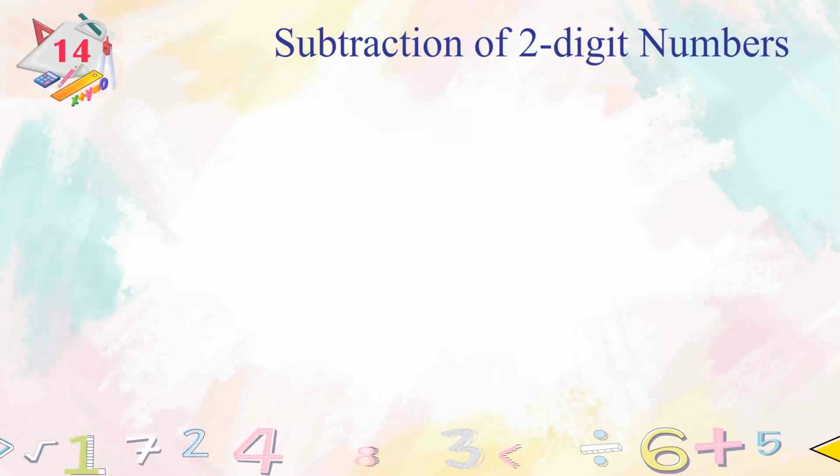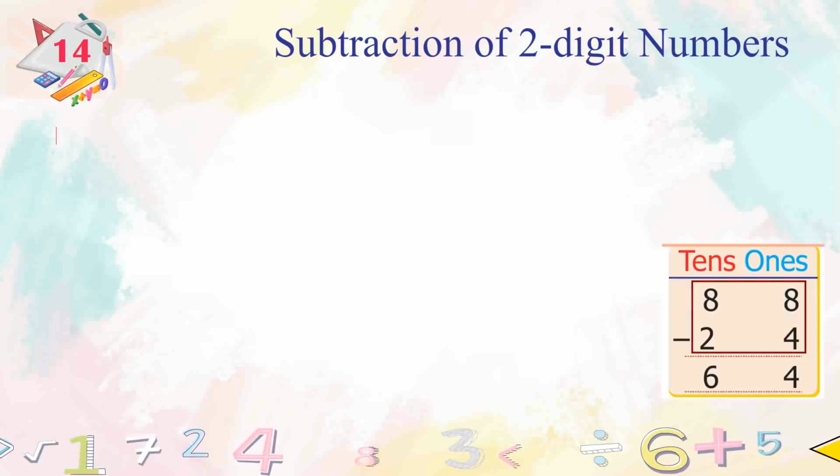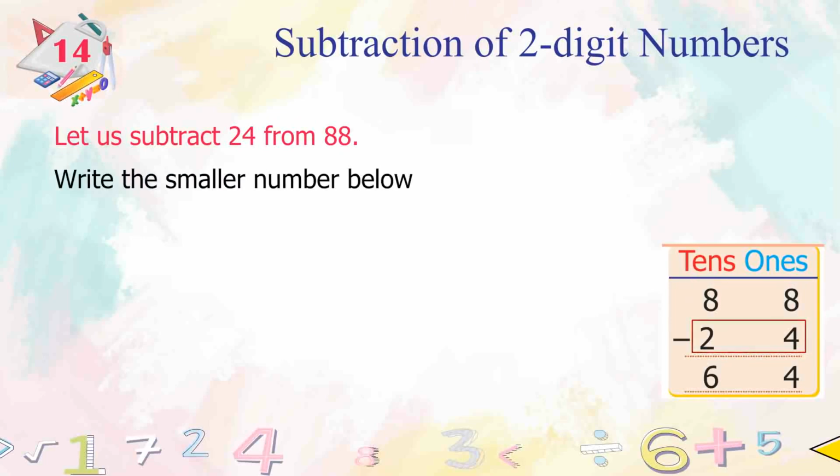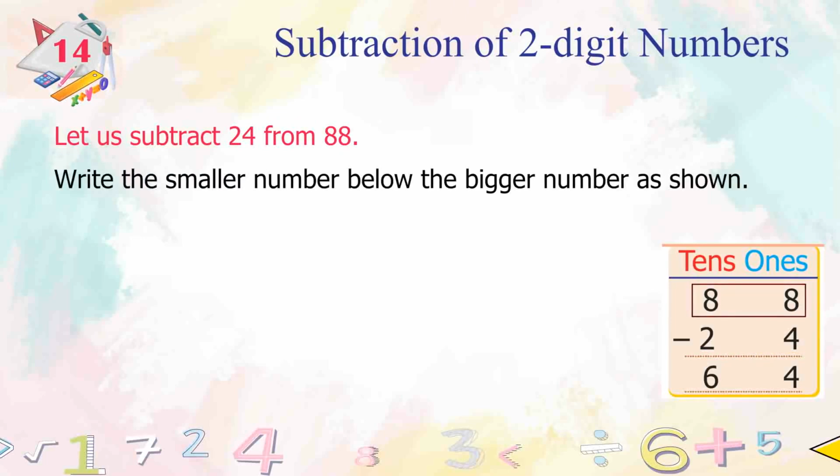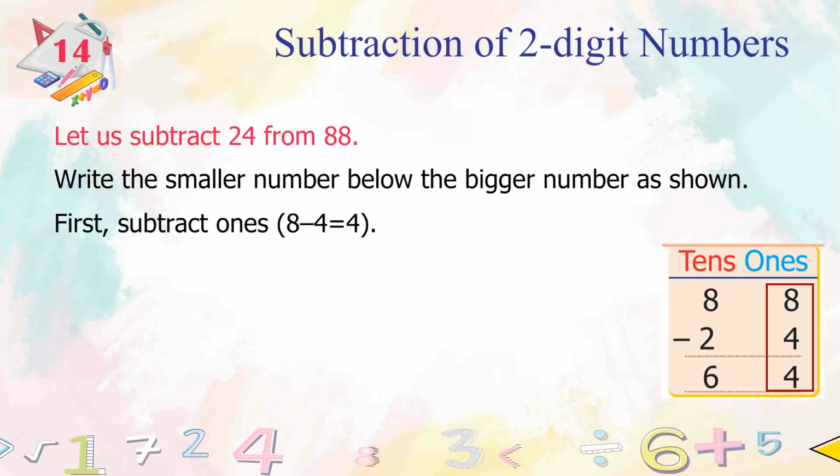Chapter 14. Subtraction of two-digit numbers. Let us subtract 24 from 88. Write the smaller number below the bigger number as shown. First, subtract ones. 8 minus 4 is equal to 4. Write 4 in the ones column.